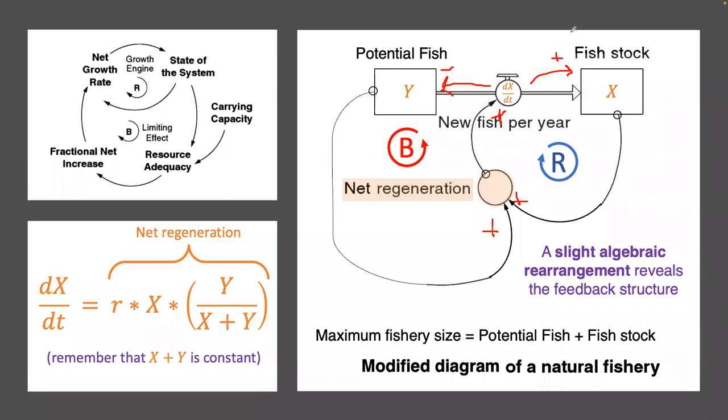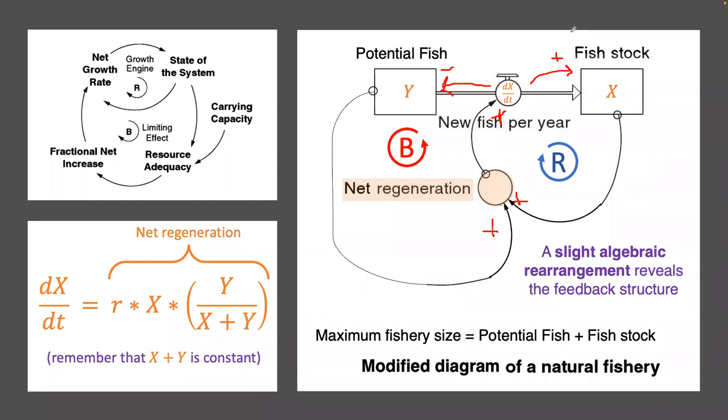But as the net regeneration goes up, then opposite things happen to Y and X. As the net regeneration rate goes up, it decreases Y, the potential fish, as it increases X. And that decrease in Y eventually will pinch this net regeneration rate off, and that's what gives us our S-shaped growth. So in this form, I can see the S-shaped growth without having to analyze the shape of this lookup table anymore. And that's why this structure is a little bit beneficial.